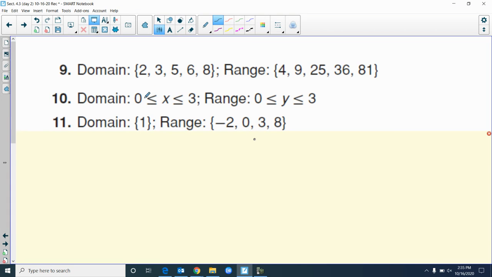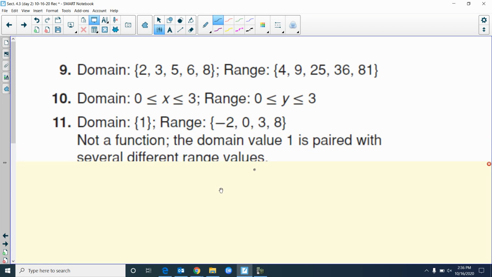So when it's a graph, we're going to use the notation we talked about yesterday. 0 is less than or equal to x, is less than or equal to 3. Our range is 0 is less than or equal to y, is less than or equal to 3. Now for 11, they add an extra step. It says give the domain and range of each relation and tell whether the relation is a function, and then explain. The explain will be the hardest part, and it's what you also need to be able to do.